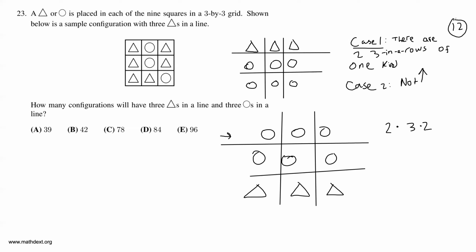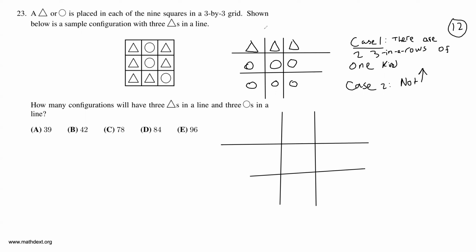Now, case 2 is anything that is not case 1. What case 2 really is, you're saying, okay, what happens if I have one 3-in-a-row for triangles, one 3-in-a-row for circles, but no other 3-in-a-rows? That's key. You don't have any other 3-in-a-rows besides the one for circles and one for triangles. Now, the same things hold. You can't ever have a diagonal. You can't have both a vertical and a horizontal at the same time.